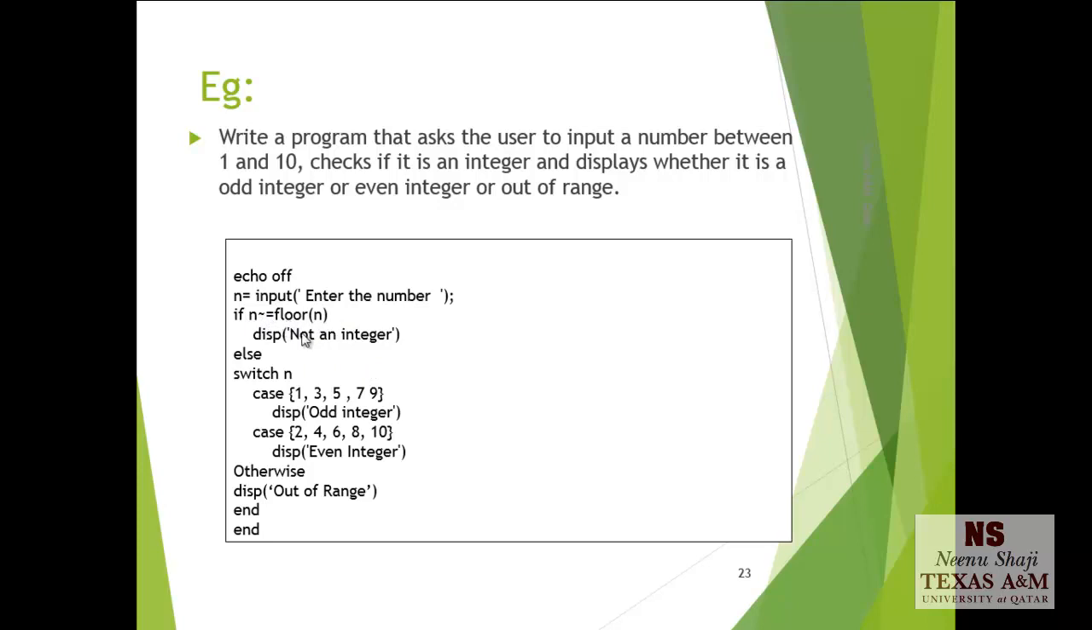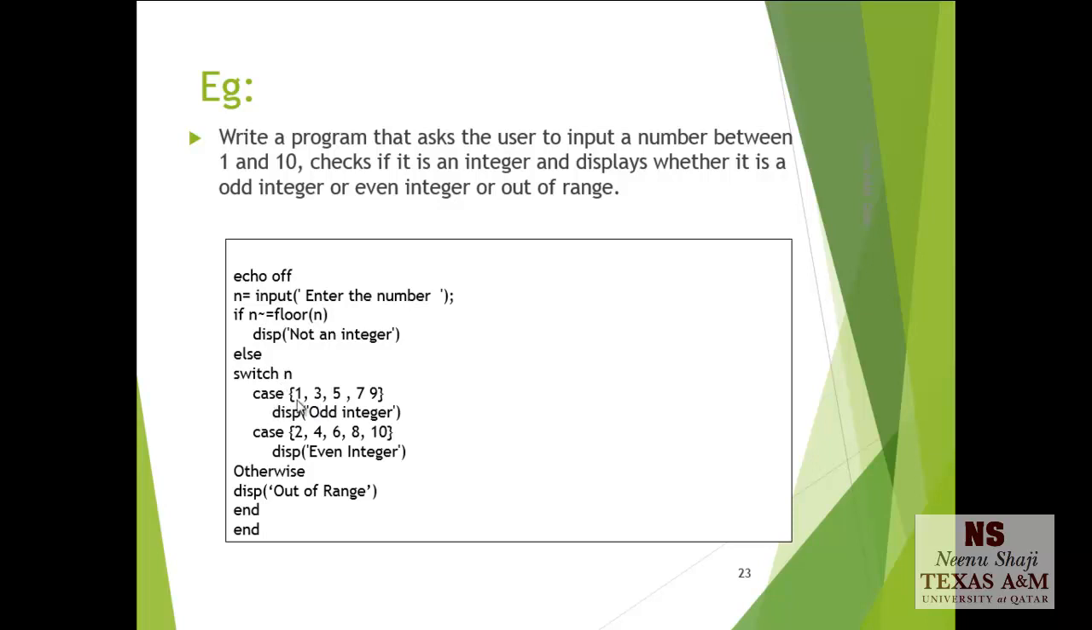Now, what does the floor command do? If we have floor of 3.5, the answer is 3. It rounds towards 0. So, n not equal to floor of n, which means 3.5 is not equal to 3. It indicates that n is not an integer. So that's why we are using this expression here. So if n not equal to floor of n, display not an integer, else switch n.